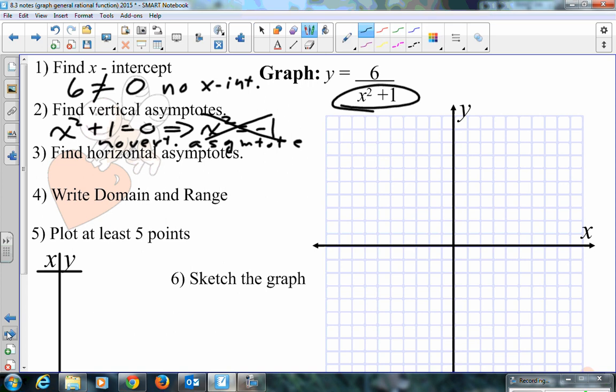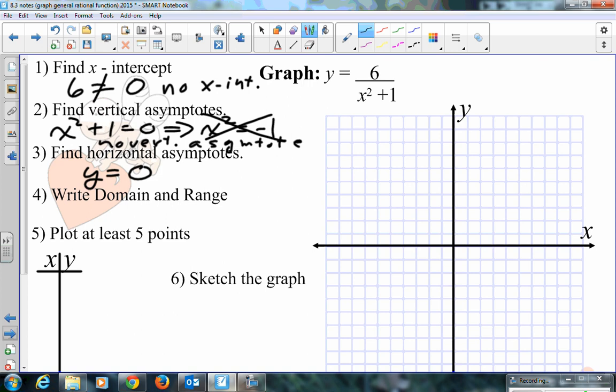So you look here, see, I have 6, so there's no x term here, so it would be the same as saying x to the 0. So its degree is 0. So since 0 is less than 2, I say y equals 0 is my horizontal asymptote. So I got my x-axis as a horizontal asymptote.